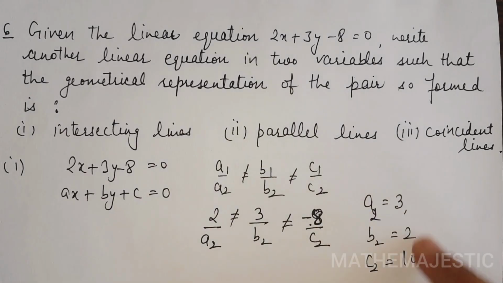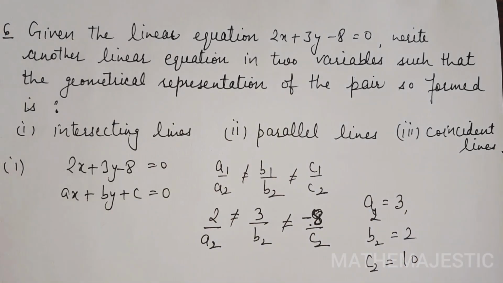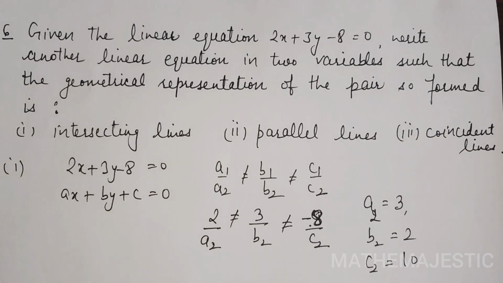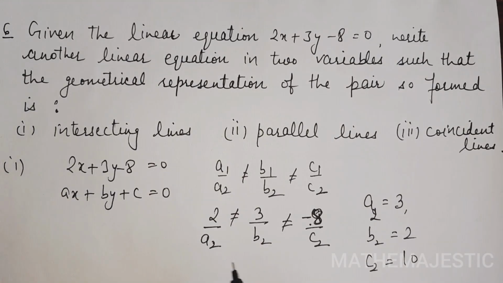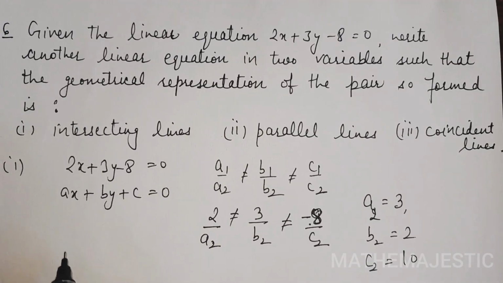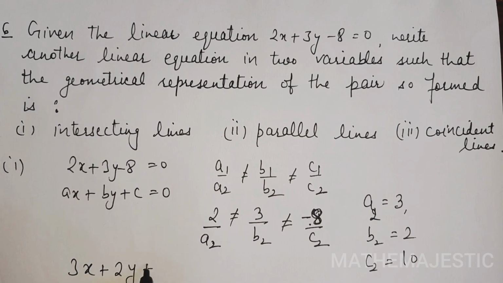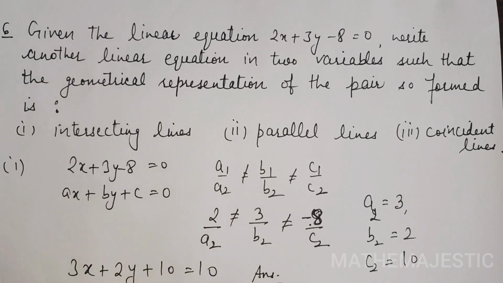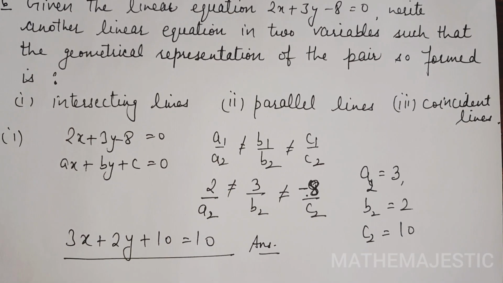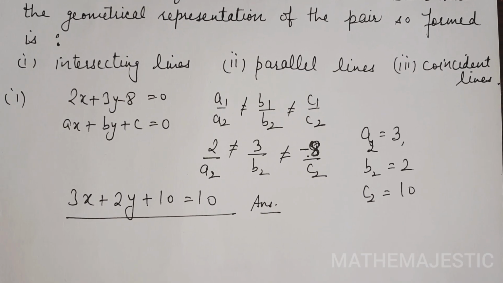So we can take these values easily, or you may take any set of values. a2 you can take 5, it can be 7, it can be 10. There are infinite answers. So you have to choose such numbers here that the first two ratios are not equal. So our equation constructed using these is 3x plus 2y plus 10 equals 0. This is our answer. But again I am repeating, answers may vary. There are infinite solutions to this question.